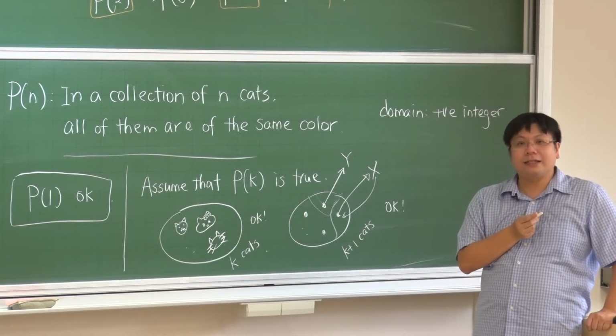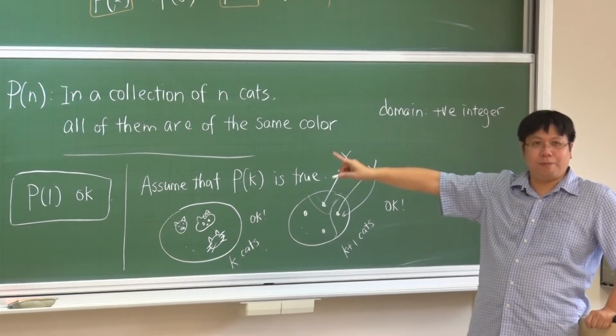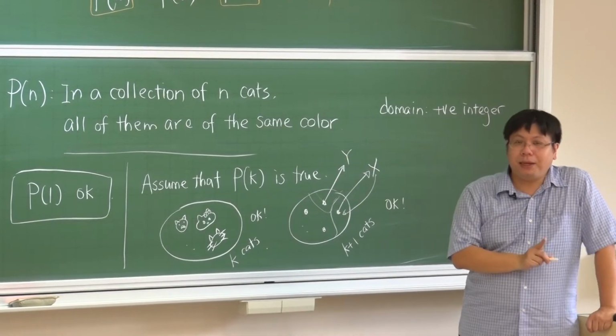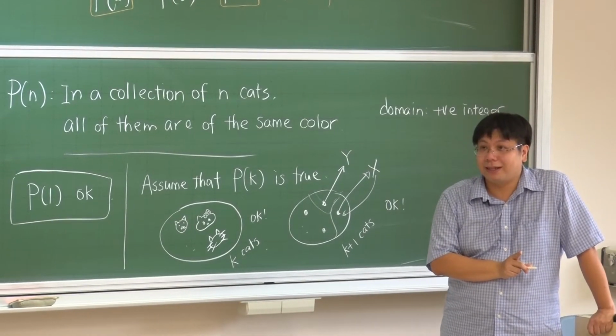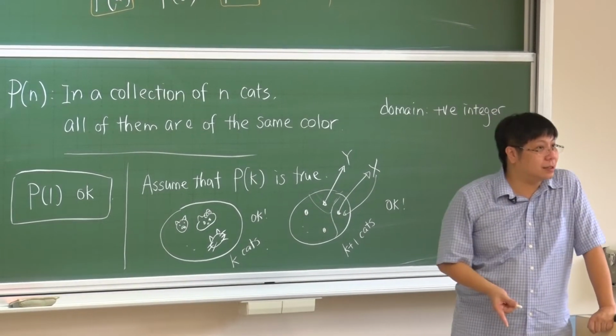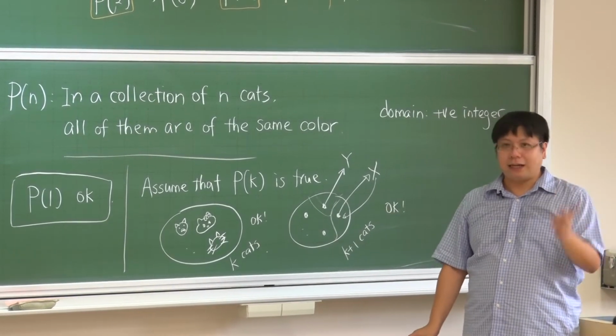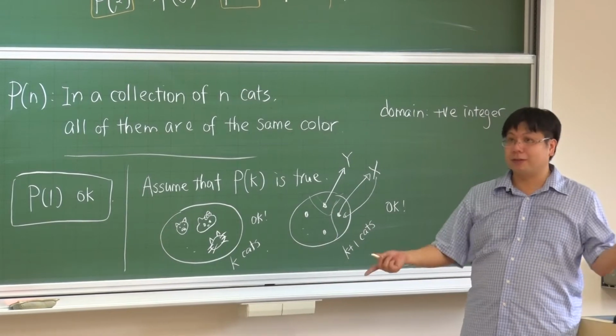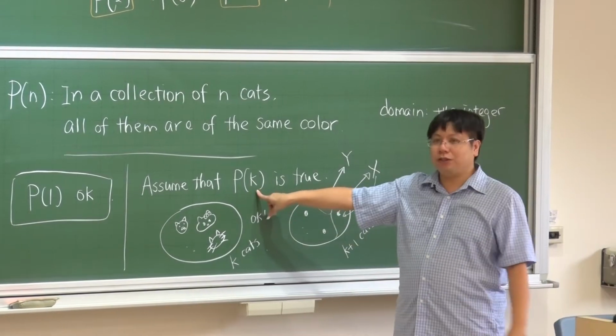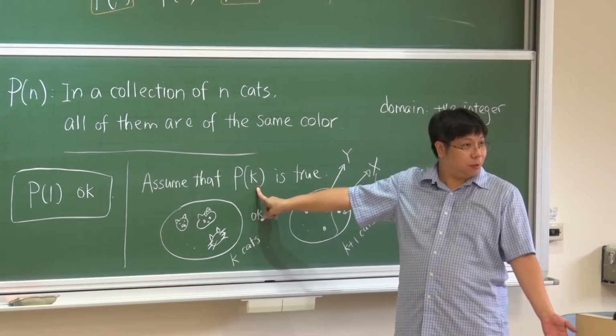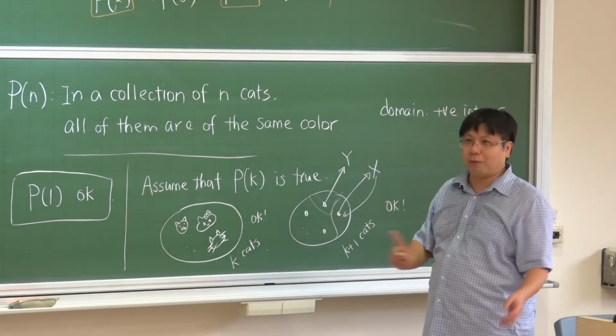OK. So let's take a look at if this is correct, then P1 should imply P2. Am I correct? Let's see if this is working. P1 is if you have just one cat, then it has to be of the same color. Of course it is. Now, assume that P1 is true. So P1 we now know is true. We want to check whether P2 is true.